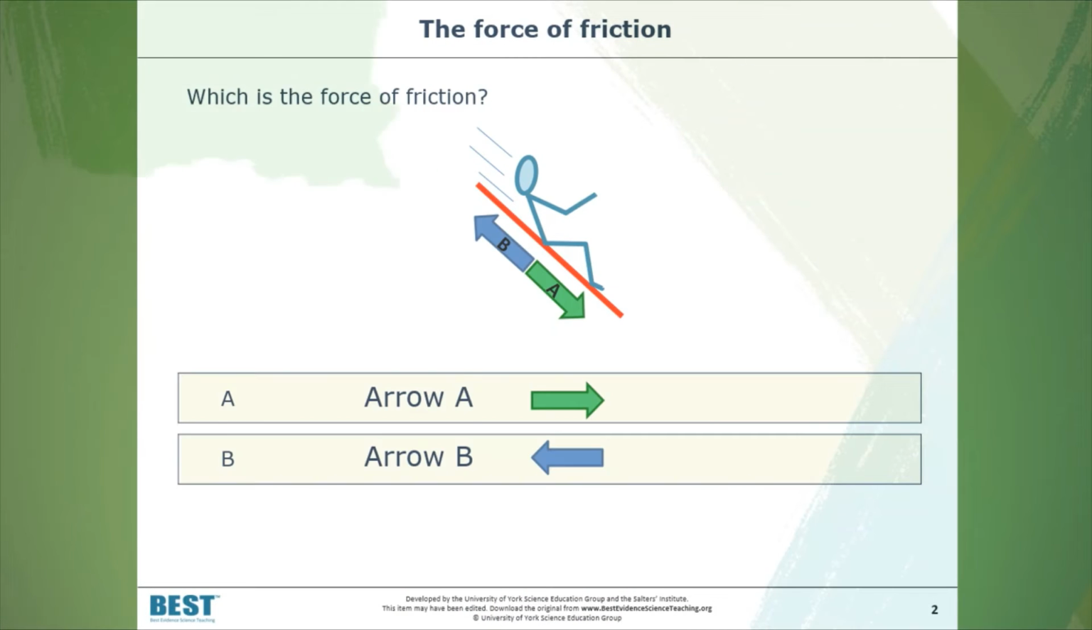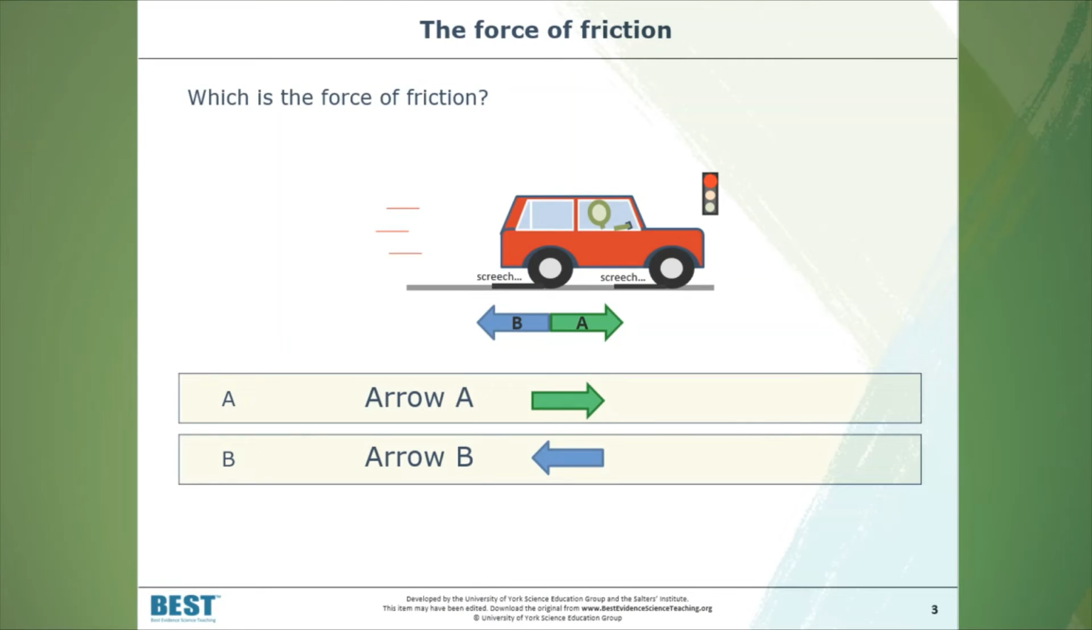Now, which is the force of friction in this picture? Arrow A or arrow B? I will be giving you 5 seconds to think of your answer. Which is the force of friction? Arrow A or arrow B? What is your answer? Correct, arrow B.